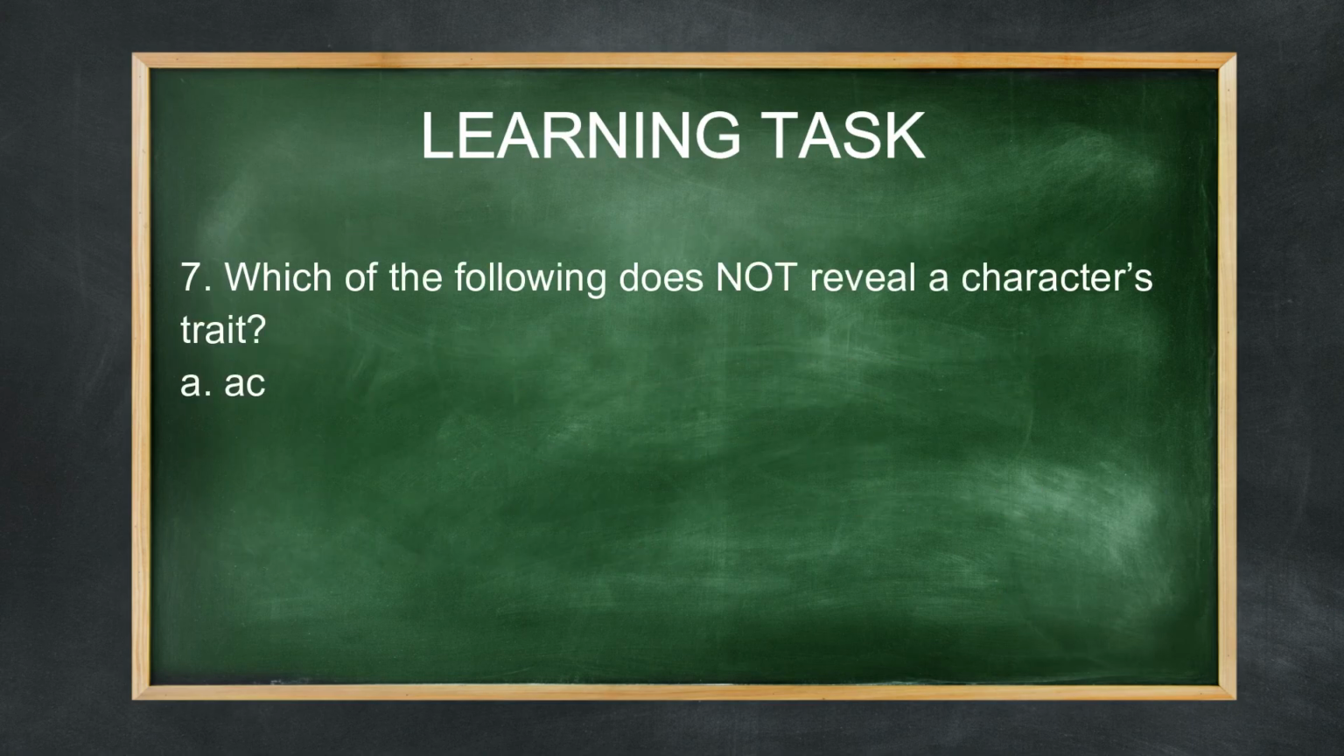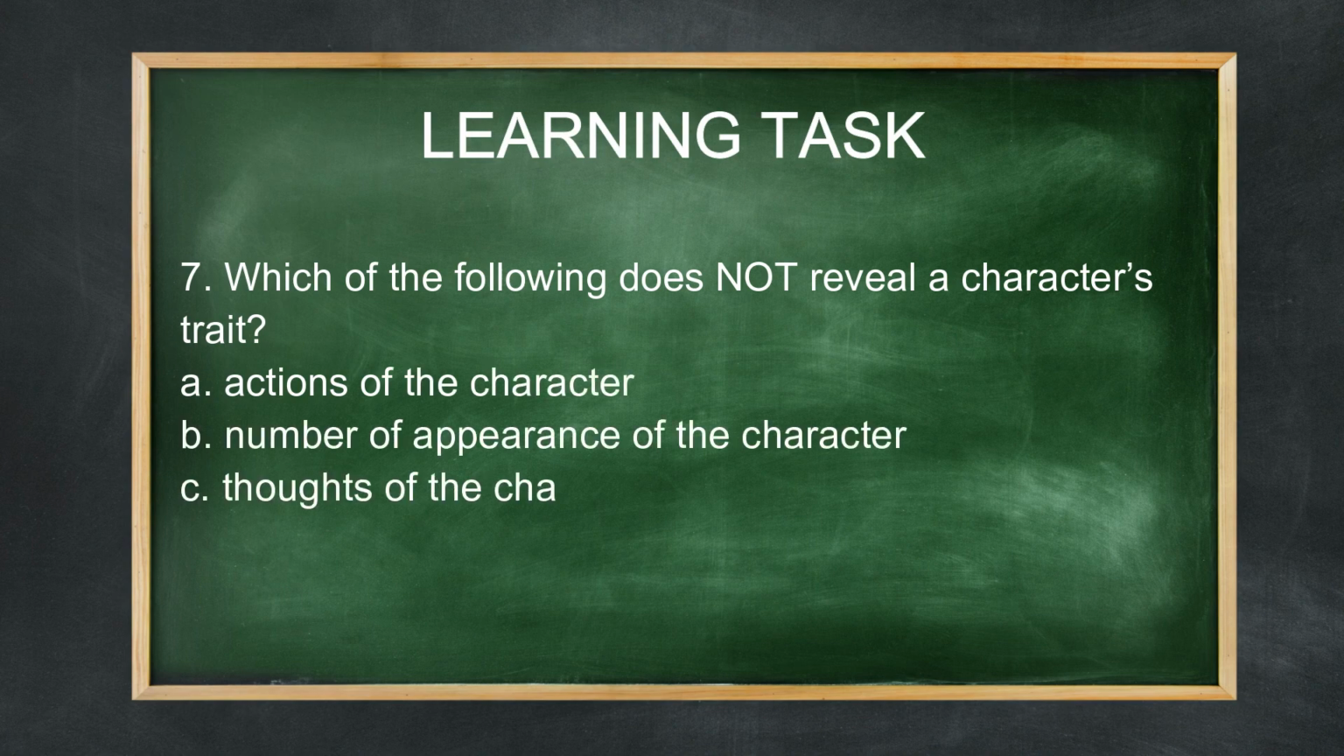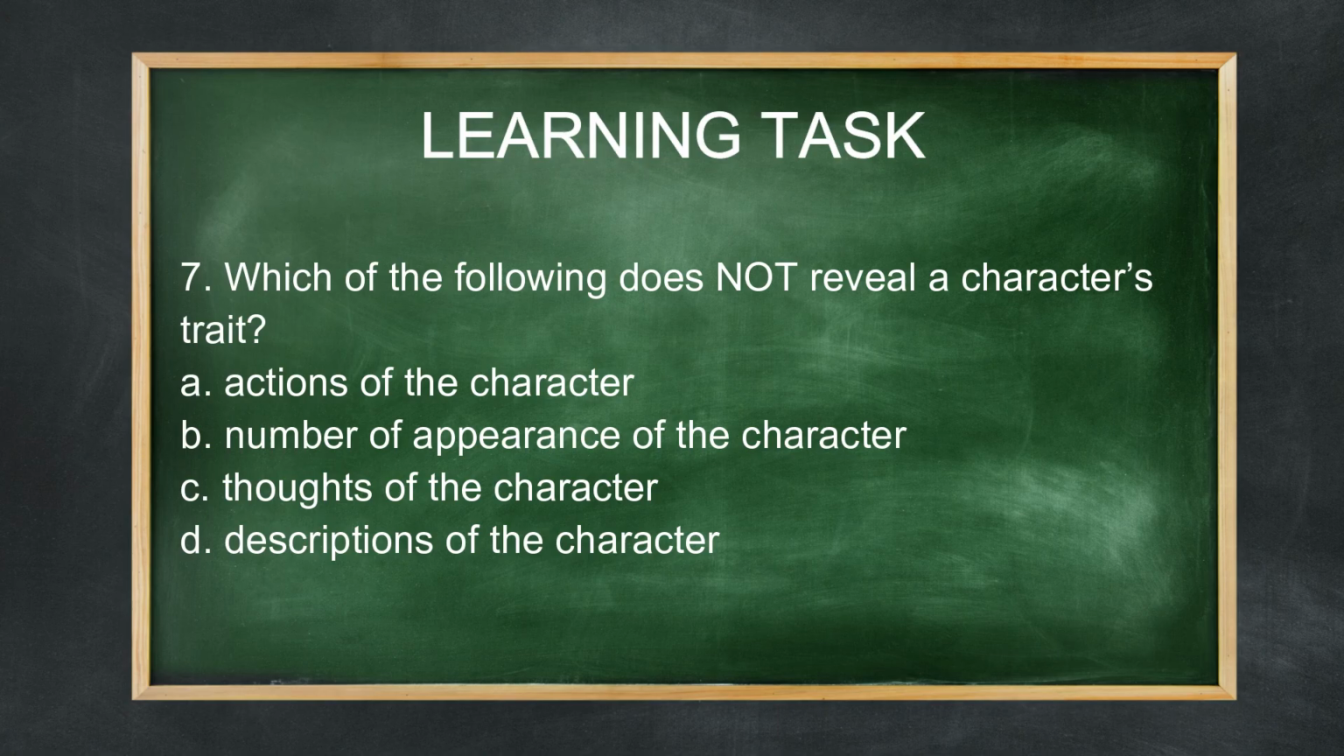7. Which of the following does not reveal a character's trait? A. Actions of the character. B. Number of appearances of the character. C. Thoughts of the character. D. Descriptions of the character.